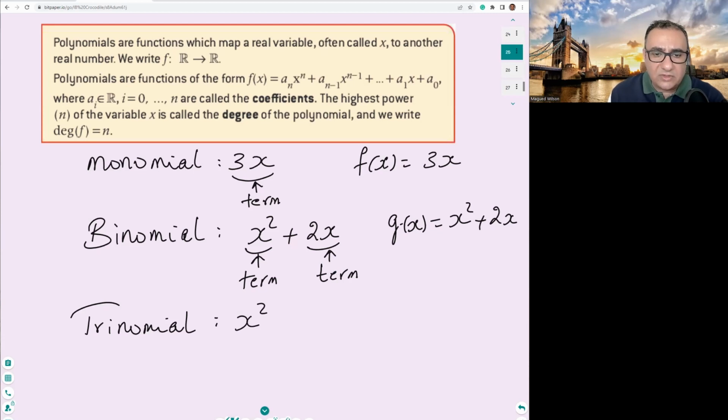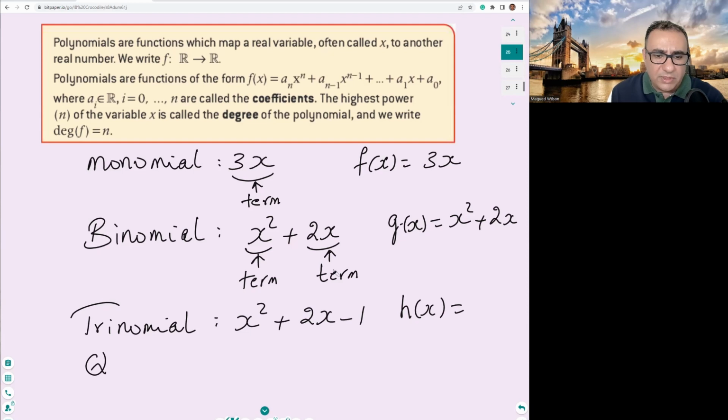So let's say x squared plus 2x minus 1. I added another term, an absolute value, right? And let's call it h of x. So now h of x is going to be x squared plus 2x minus 1. Now this is a trinomial. It means it is a polynomial, but formed of three terms. So all of these are examples of polynomial functions, right? Now, if it is more than that, you may just call it polynomial, right?